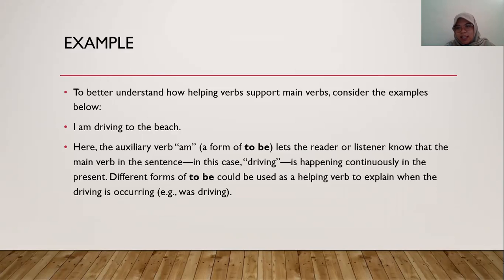If you can see, the tense that is used is present progressive, or what you normally know as present continuous. Yeah, and the am is doing a function as an auxiliary verb and driving as the main verb. And then different forms of to be could be used as helping verbs to explain when the driving is occurring.